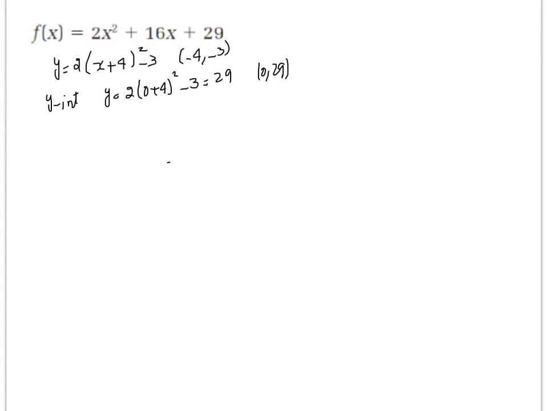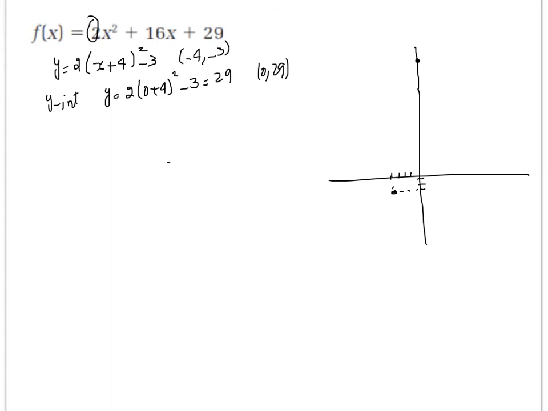So if we want to plot this graph, we are going to have point negative 4 and negative 3, so 1, 2, 3, 4, 1, 2, 3. This point is going to be our vertex. Since the leading coefficient 2 is positive, parabola opens upward. We also know that the point 0 and 29 is going to be our y-intercept. Let's assume 29 is somewhere around here.